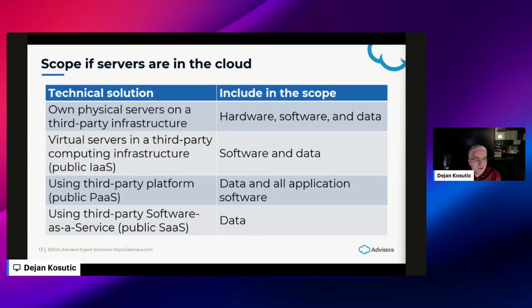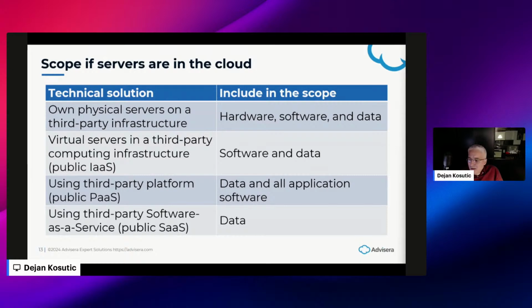And then simply to skip to the last one. If you're using simply software as a service, like Gmail, for example, or Office 365, in this case you're not controlling the physical servers or the virtual servers. You're not controlling the software because this is all controlled by, let's say, Microsoft. The only thing that you control is the data. So for software as a service, you include only the data because this is the only thing you can actually control. Depending on what kind of cloud service you're using, this will also determine what you can and cannot include in the scope.